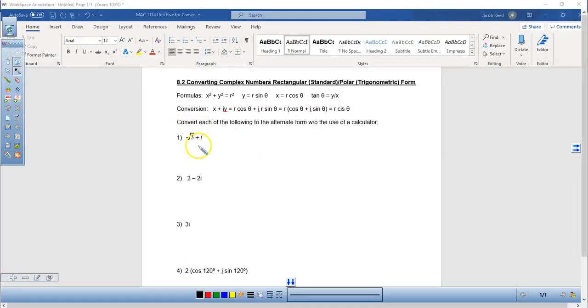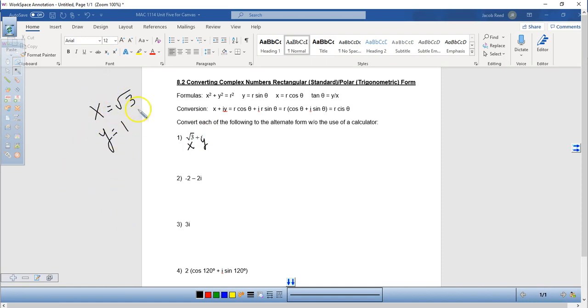First thing we need to realize is we need an x, a y, and an r in order to start this process. Okay, x is going to be the number or radical. So here x is going to equal the square root of 3. Y is going to be the coefficient in front of the i term. So in this case, y is going to be 1.